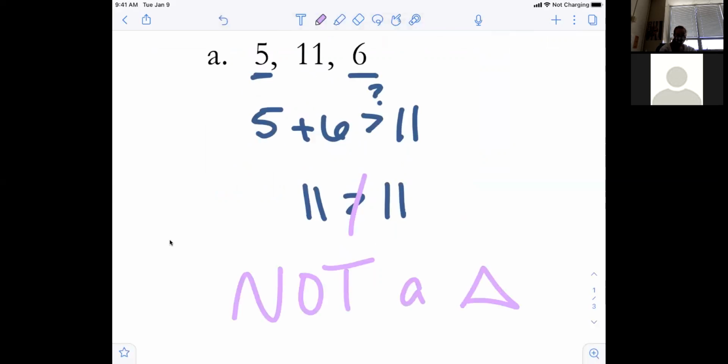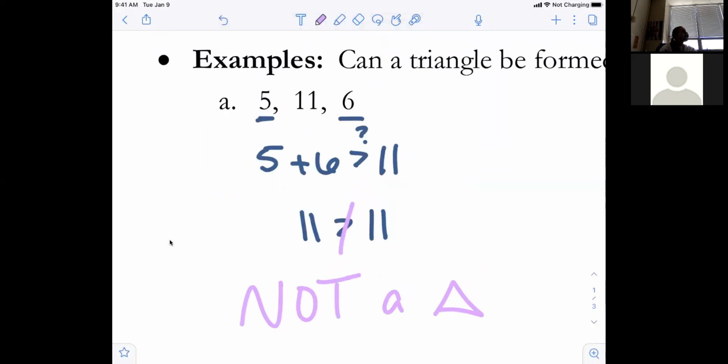Why 6 as B? I did 6 as B because I wanted to check the 2 smallest sides against the bigger side. You can do 5 and 11 is bigger than 6. You can do 11 and 6 is bigger than 5. But the one that's not going to work is the 2 smaller ones. So I just saved myself some heartache. If the 2 smallest ones are bigger than the third side, then we're good.